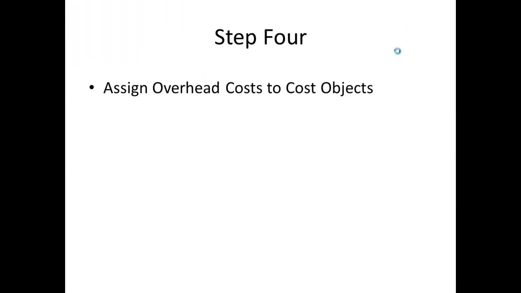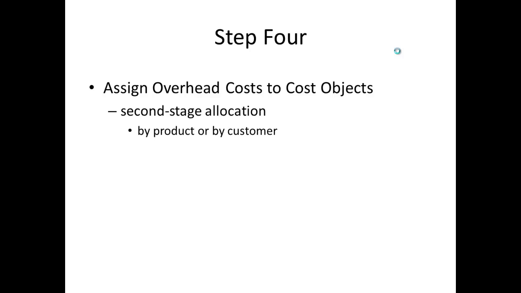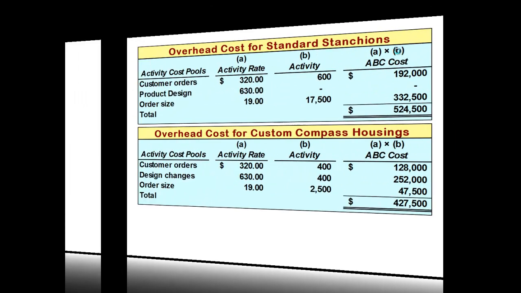Step 4 is assigning overhead costs to cost objects. This is our second stage of allocation. In the first stage allocation, we come up with the percentages that are going to be assigned, and in the second stage, we actually assign the overhead costs to cost objects. We can do this by product, we can do it by customer. It depends upon what our needs are.